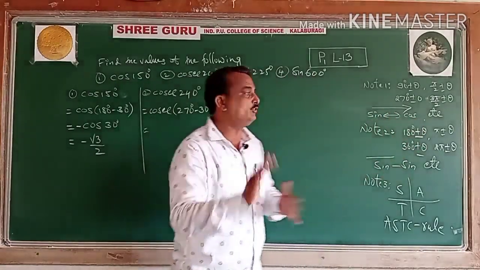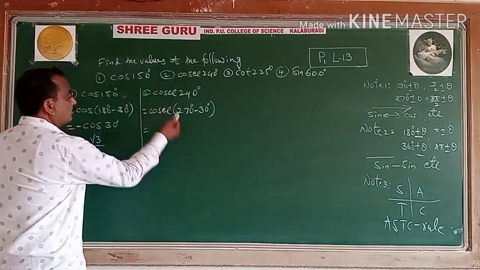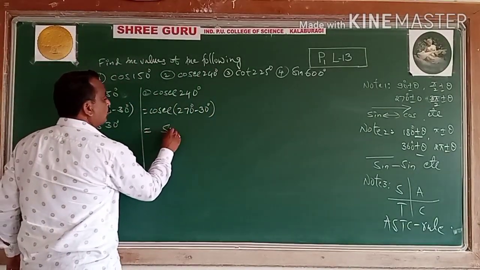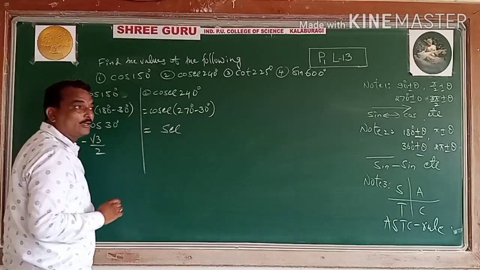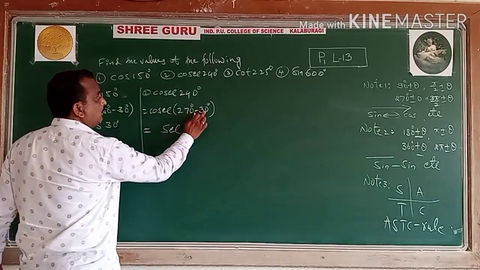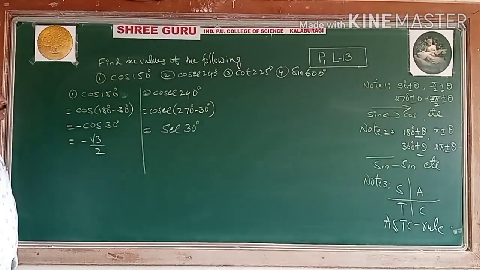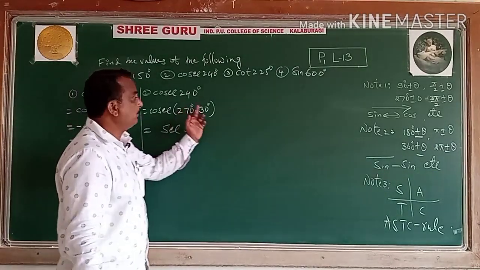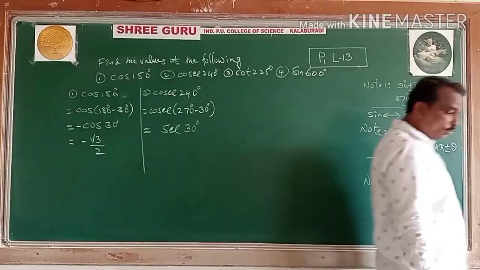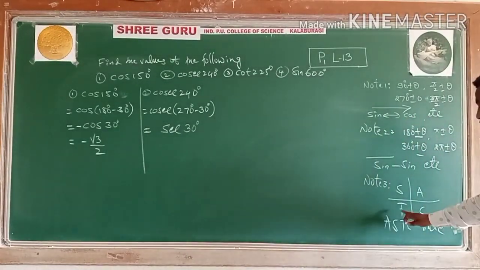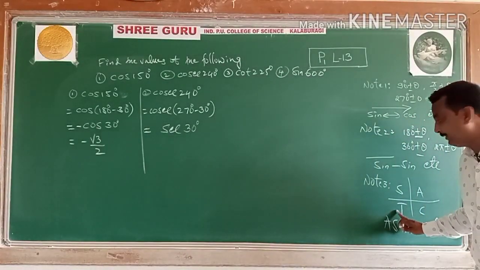The functions are changed by their co-functions. Cosec changes to, what is the cosec co-function? Sec. Cosecant becomes secant. Theta here is an acute angle, converting in terms of 30 degree, secant of 30 degree. 270 minus theta, which quadrant? Third quadrant. It lies in the third quadrant.